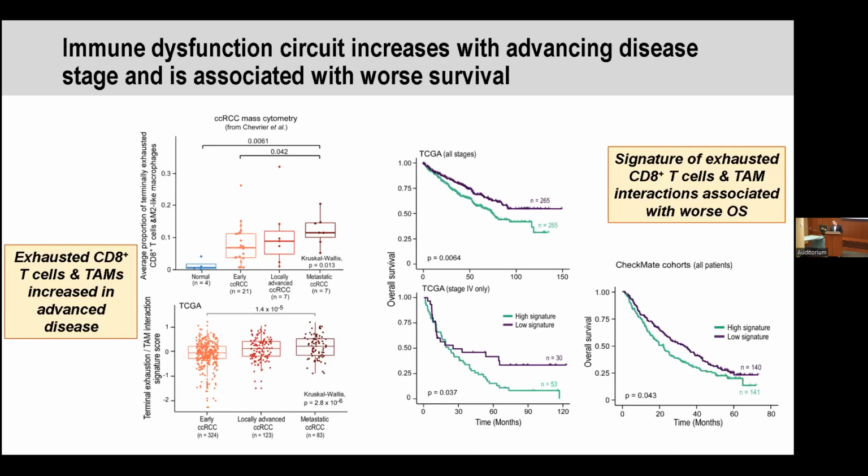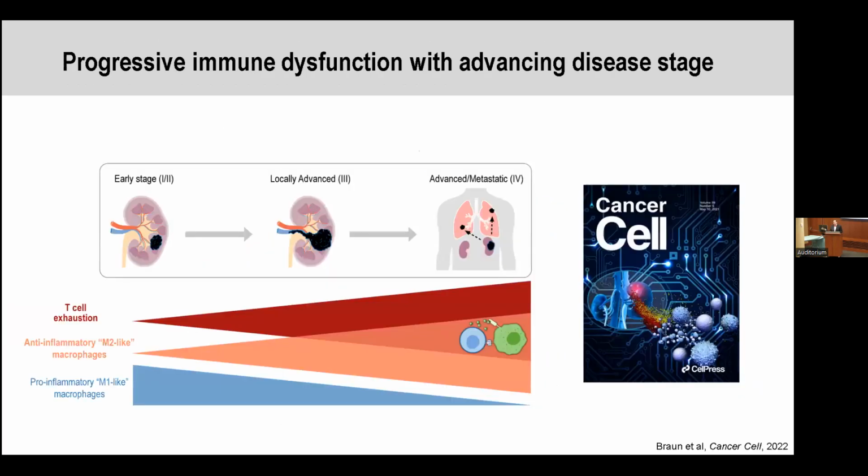And the answer was yes. If we look at the TCGA data, having a high expression of this TAM to T cell interaction signature was really associated with worse overall survival overall. But again, we have to be cautious. That might just be because it's enriched in stage 4 disease. And so if we look specifically at those patients with stage 4 disease in the TCGA, again, we see the same effect, having a higher number of those interactions associated with worse overall survival. And if we look at, again, our initial cohort, our CheckMate cohort that we previously reported on, again, having a high expression of that interaction signature is associated with a worse survival.